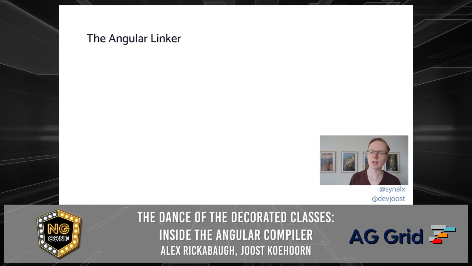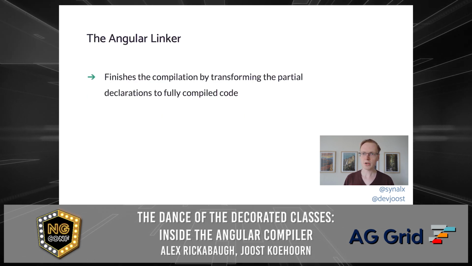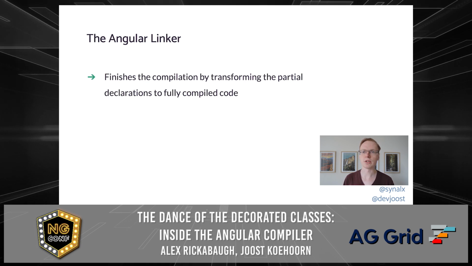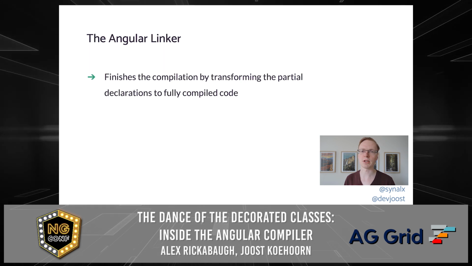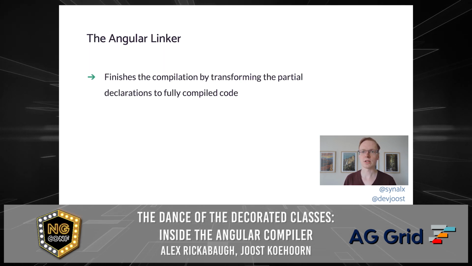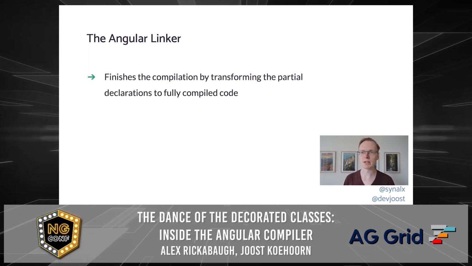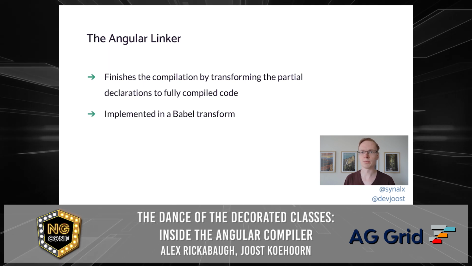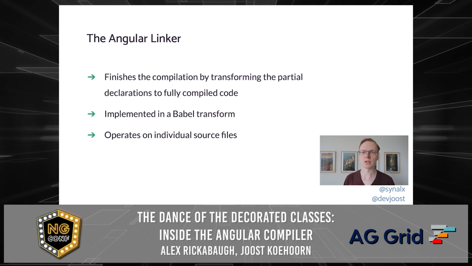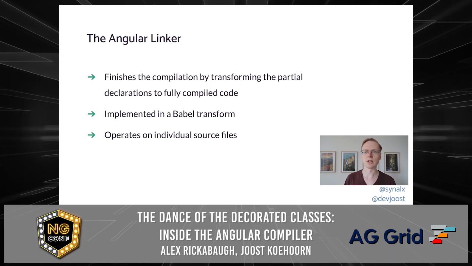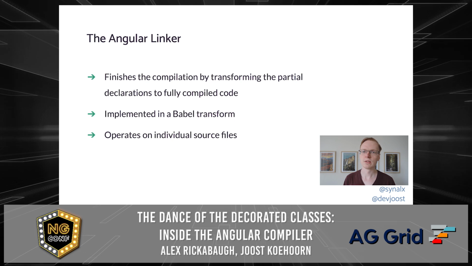That brings us to the Angular linker. A partially compiled library has to be converted into fully compiled code according to the version of Angular that is used in an application. This task is done by the Angular linker, which is implemented as a Babel transform to process individual source files. Because source files are processed independently from each other, the generated output can be easily cached.